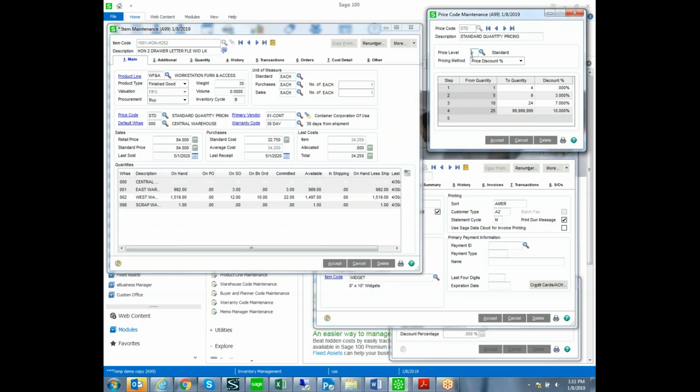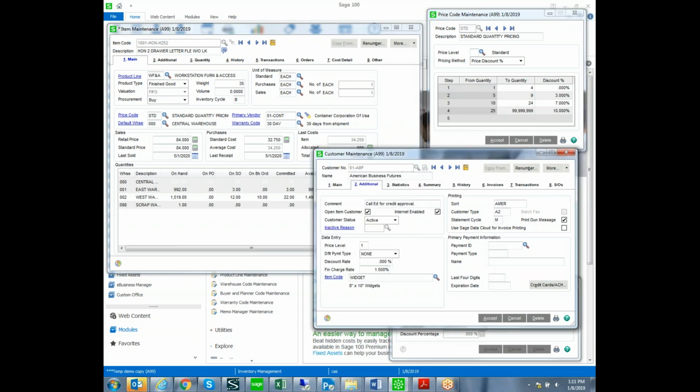So the price level of blank applies to any customer that doesn't have a price level set, or if they don't have a match of an exact price level. So in customer maintenance, you can set the price level of your customers. And in this case, the customer price level is 1. So if price level 1 was not set up in price code maintenance, then the blank price level would apply. In this case, it's not set up, but we want to set it up. So let's set it up of a price level of 1.